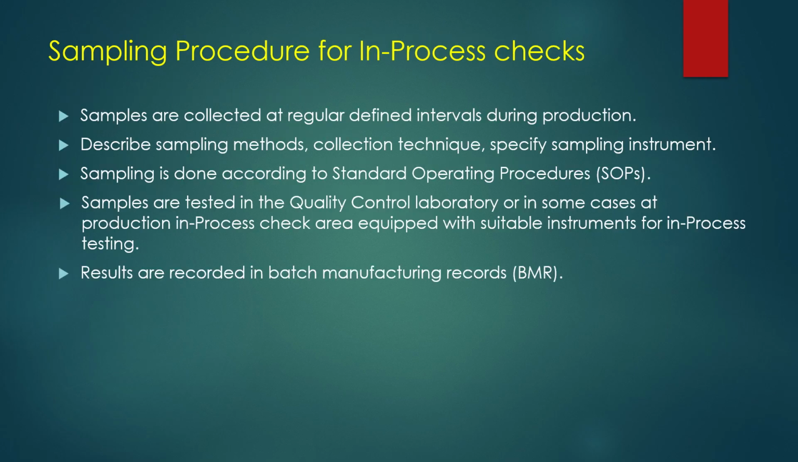Sampling procedure for in-process checks. Samples are collected at defined intervals during production using specified methods, techniques, and sampling instruments as per standard operating procedure. The samples are tested in quality control laboratory or in some cases at production in-process check area equipped with suitable instruments for in-process testing, and the results are documented in batch manufacturing record.